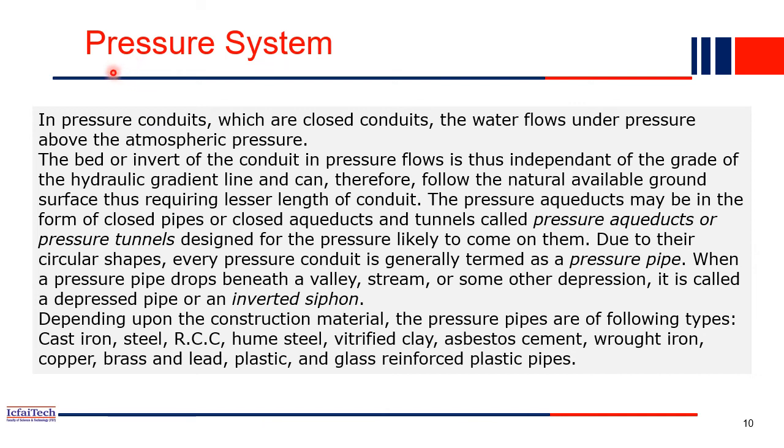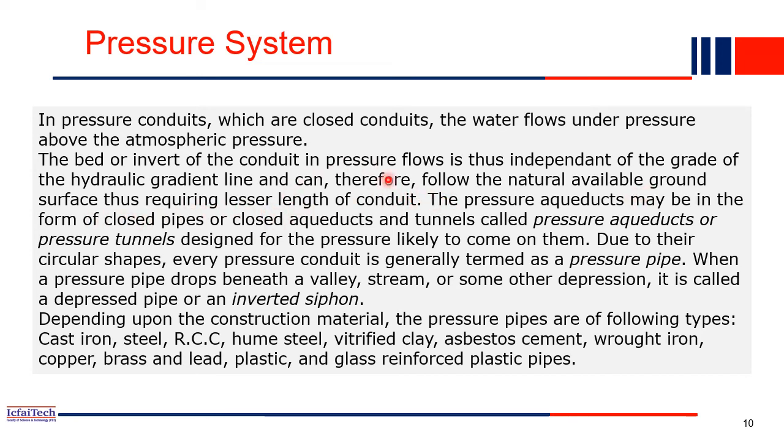So what is a pressure system? A pressure system is nothing but a piping system where big conduits will be there, right? Here water will be passing from one site to another, and there basically we use pumps to collect the water. So in pressure conduits, which are closed, the pipes are closed, right? The water flows under pressure above the atmospheric pressure, because here we are using pumps. The bed or the invert of the conduit in pressure flow is thus independent of the grade of the hydraulic gradient line, so it can follow the natural available ground surface, thus requiring a lesser length of conduit.